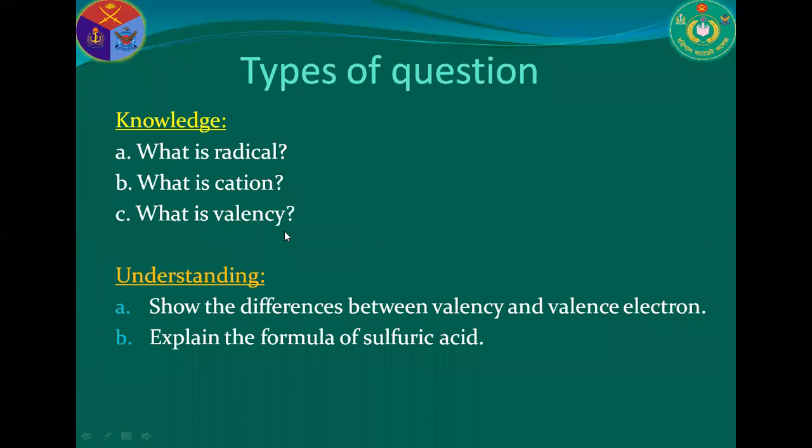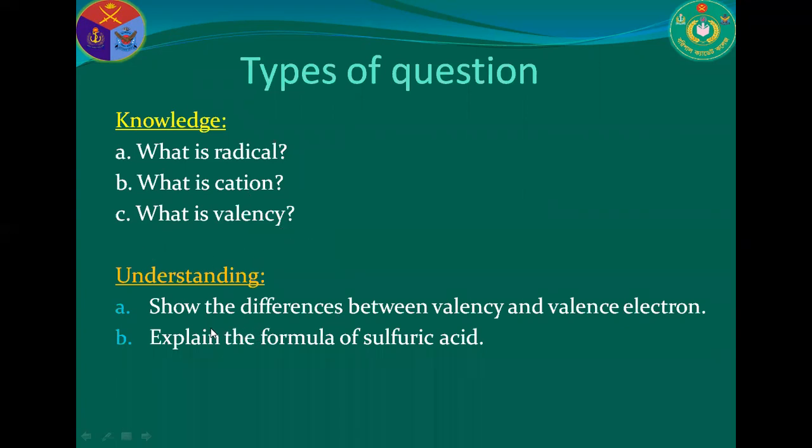Several types of questions may be set from our discussion: knowledge-based, understanding level, application-based, and higher order. First one, knowledge-based question. What is a radical? A bundle of elements which acts as a single ion. Cation: a positively charged ion is called a cation. It is formed by releasing electrons. What is valency? This is the combining capacity with another univalent element.